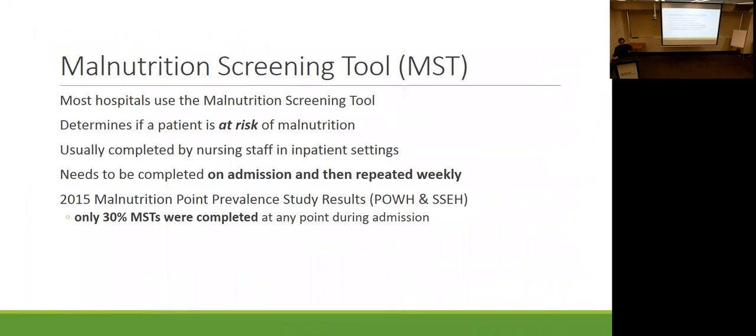admission and discharge form. Some hospital sites have gone electronic, so it's actually been built into the electronic EMR system. It's a validated screening tool that detects patients that are at risk of malnutrition. It's usually completed by nursing staff, but it can be completed by anybody. And when we did that study in 2015 across Prince of Wales and Sydney Eye Hospital, at that stage when we had paper-based admission forms, only 30% of MSTs were actually being completed, which is a worry.